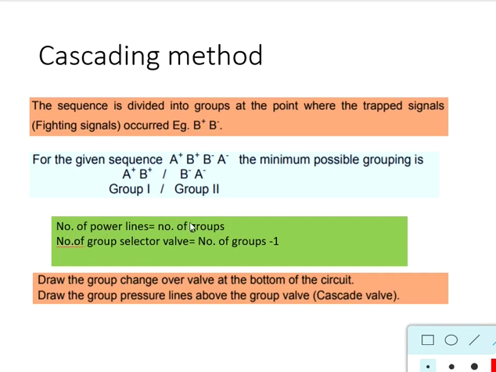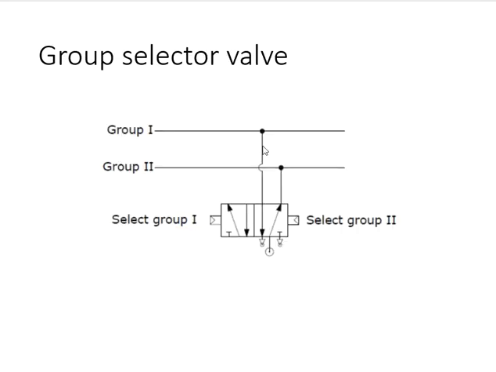The number of power lines is equal to the number of groups, and the group selector valve is equal to the number of groups minus 1. So you already know the group changeover valve; first draw that, then draw the group pressure line over the group valve as shown below. So this is a group selector valve. Whenever the signal is given on the left hand side from the pressure port, the signal goes to the A port, which energizes the group 1 bus line, and when it is deactivated, the group 2 line is energized.